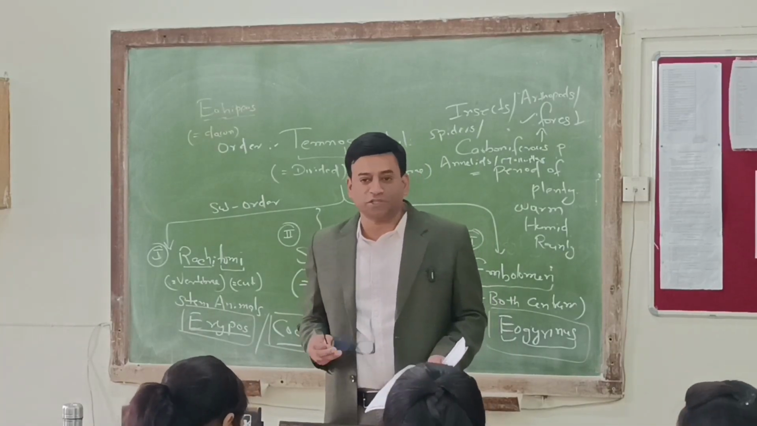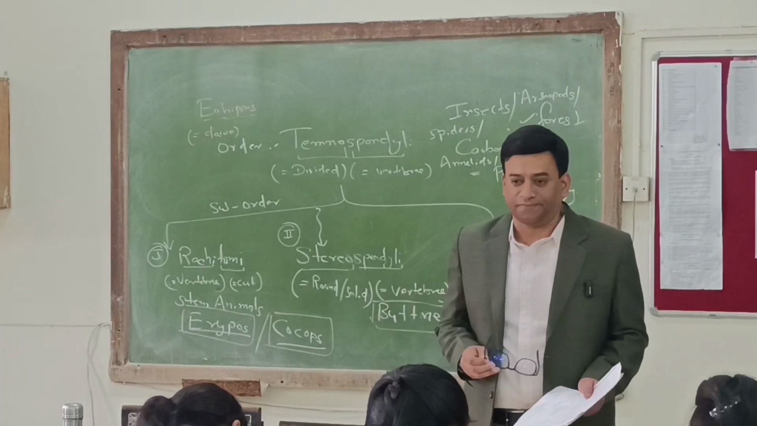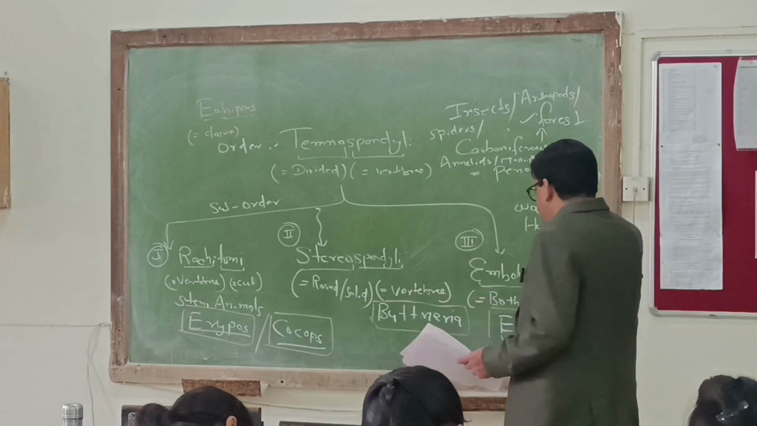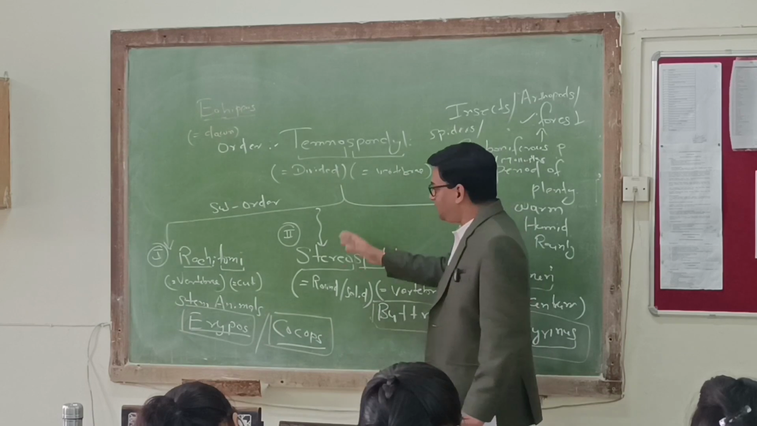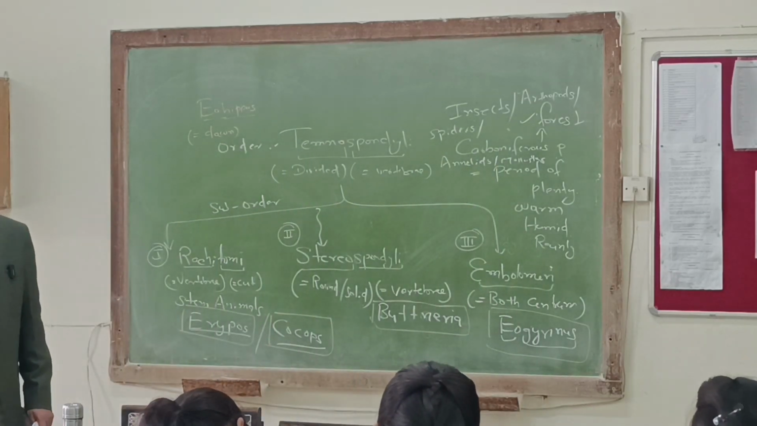And the evolution and origin of reptile start from the Anthracosauria or Cotylosauria. There we call it as Cotylosauria. So from Seymouria it will start. So this is order Temnospondyli. The Temnospondyli is divided into Rachitomi, Stereospondyli and Embellomeri.